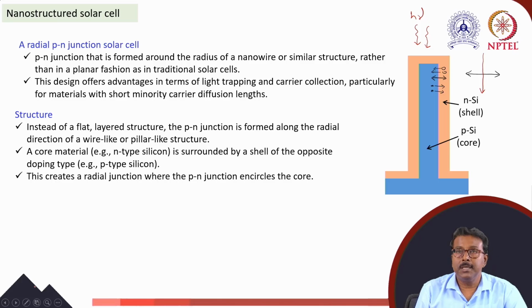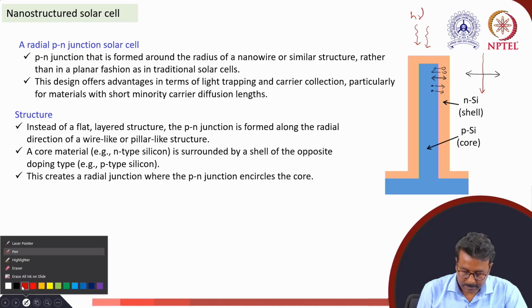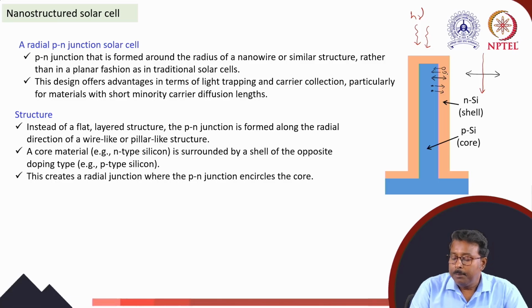What is the advantage of this? If the diffusion length is very small, we can set the radius of the core and the radius of the shell accordingly, so that carriers will be generated within the diffusion length, not outside it. Almost 100% of carriers will be generated within the diffusion length from the junction or the depletion boundary. But that is not affected by light propagation.